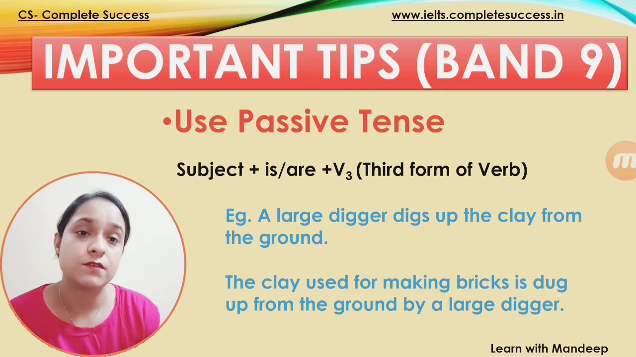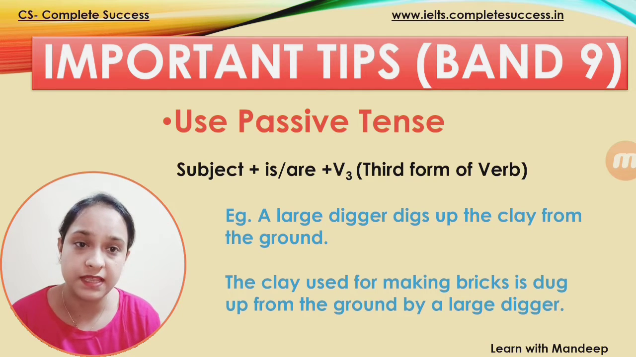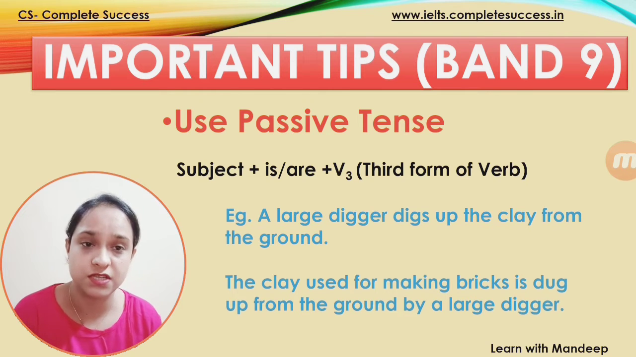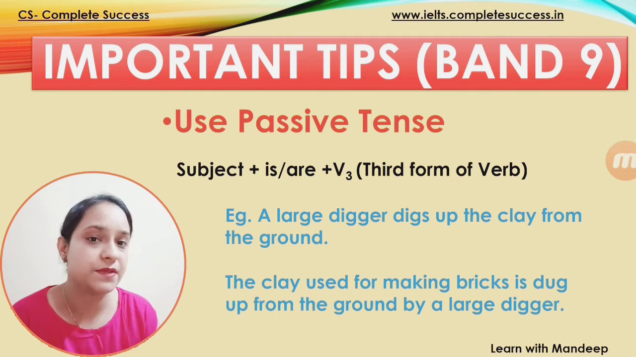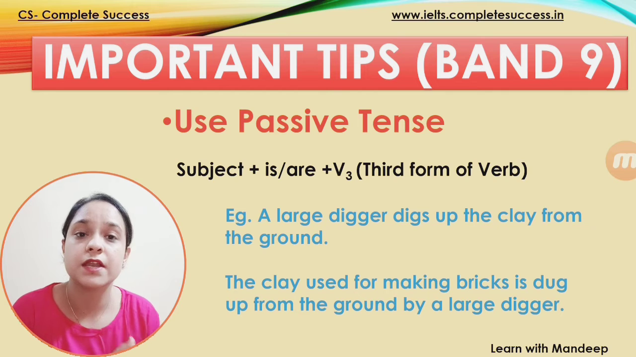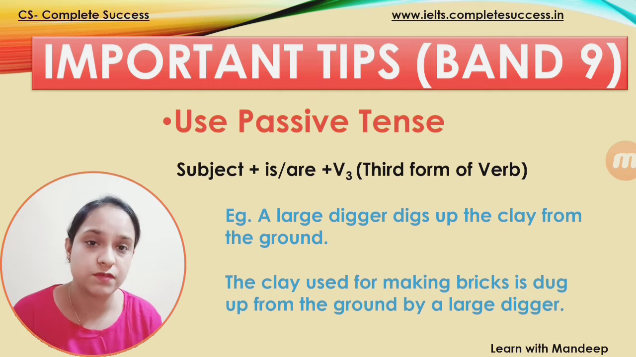So here you have to use passive tense, like the clay used for making bricks is dug up from the ground by a large digger. The clay was the object that became the subject. Then you use the verb is, and the third form of the verb, dug up, and the rest is the extra information.